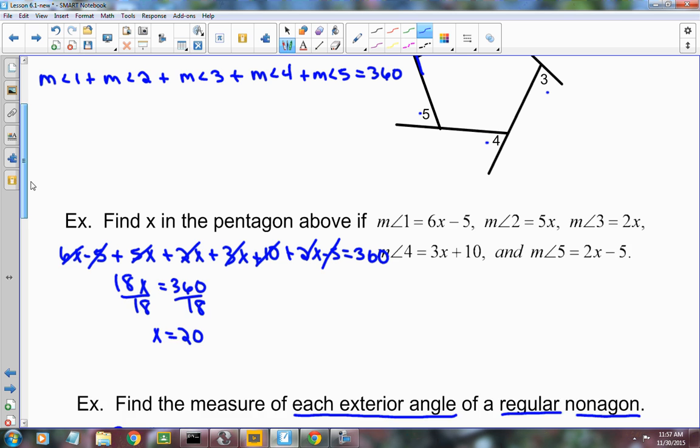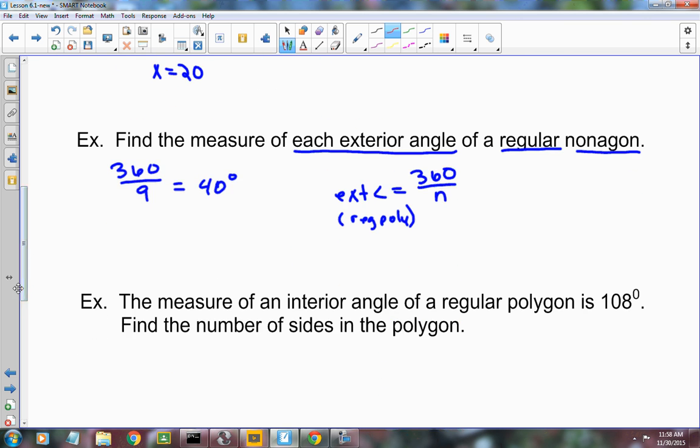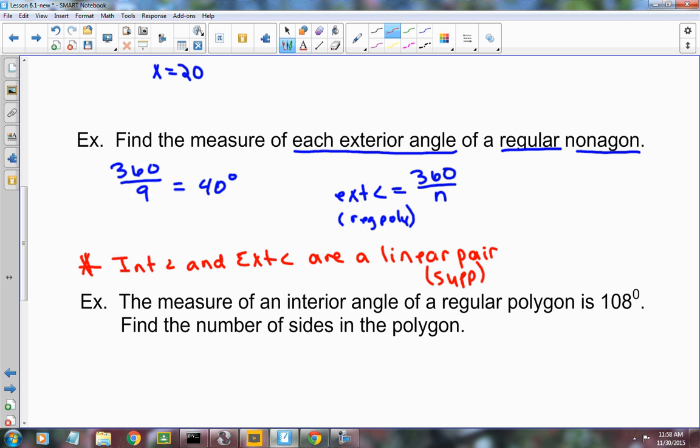Now, before we go on to the next one, tell me what relationship does an exterior angle have with an interior angle? They're a linear pair. What does it mean to be a linear pair? They equal 180. So let's put ourselves a little note. Your interior angle and your exterior angle are a linear pair, which means they're supplementary. Add up to equal 180.